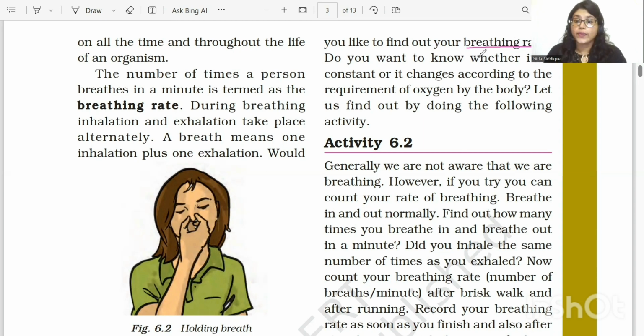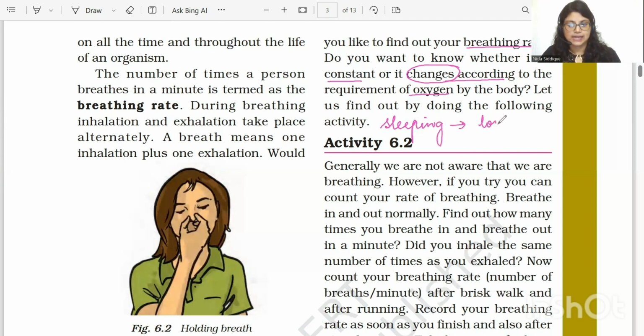Do you want to know whether it is constant or it changes according to the requirement of oxygen in the body? So our breathing rate keeps on changing. When we are sleeping, our breathing rate is low. Okay, I'm giving you some examples. When we are running, our breathing rate is really high. Okay, when we are doing some physical activities, उस time पे हमारा breathing rate high रहता है, but when we are just relaxing, that time our breathing rate is low. So it is not constant.